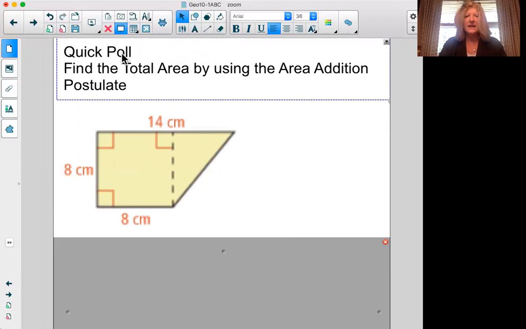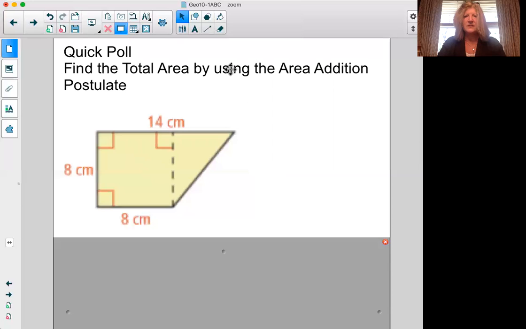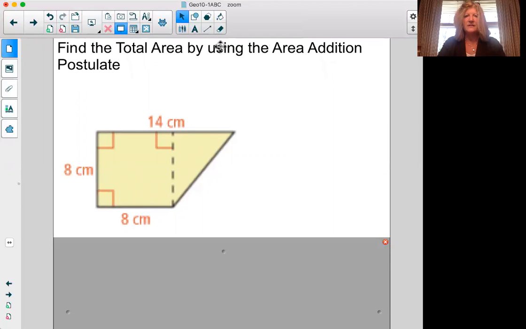So pause and just take a second and see if you can find the total area of this shape. Then press play for the solution.